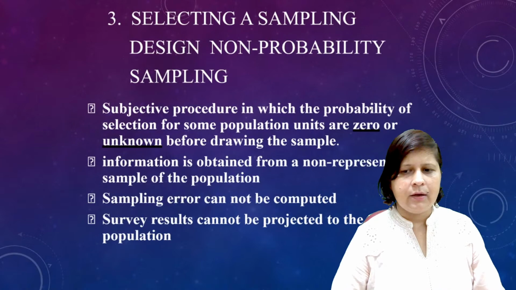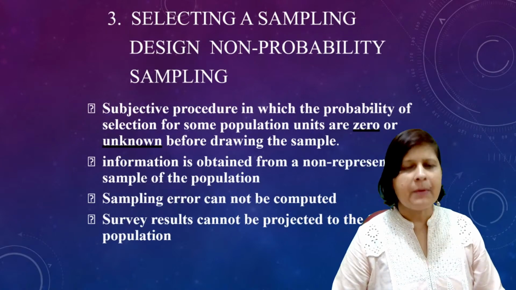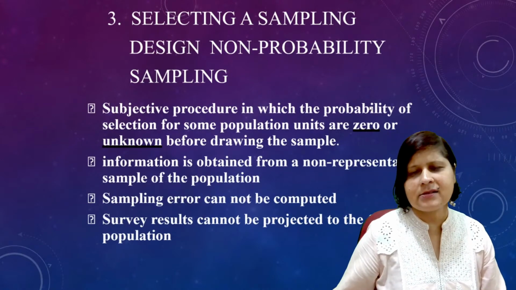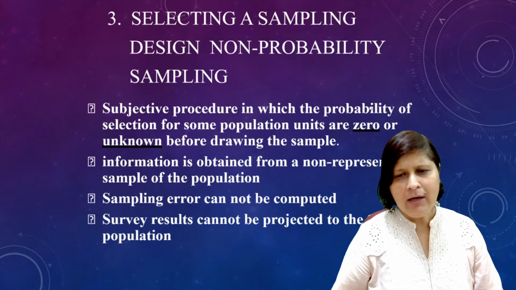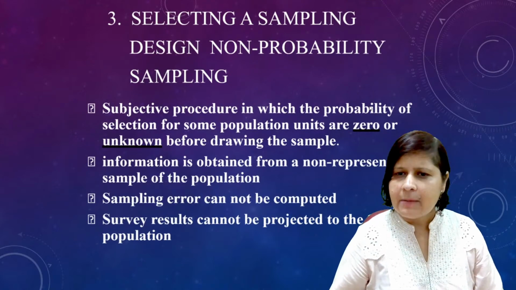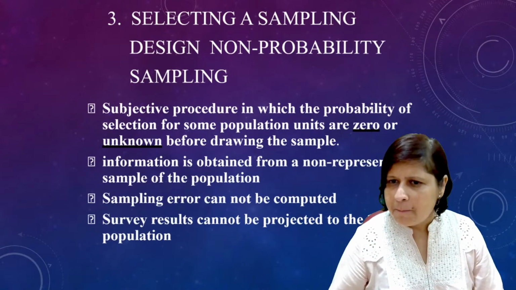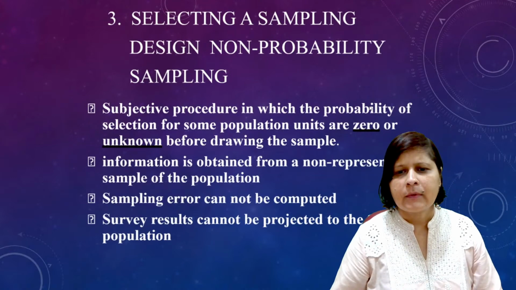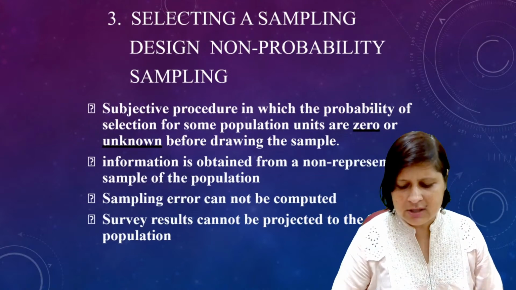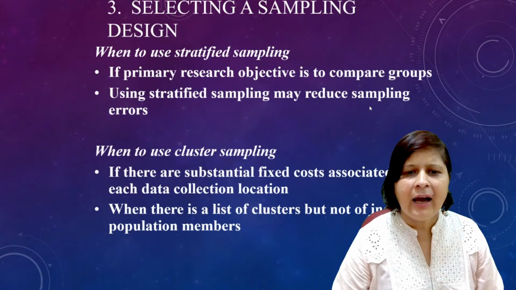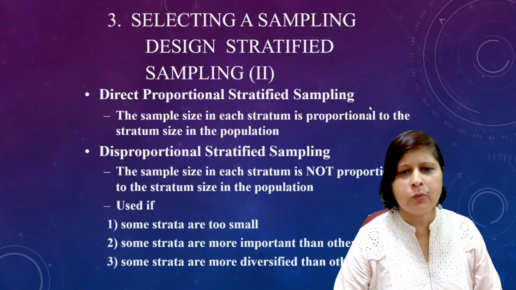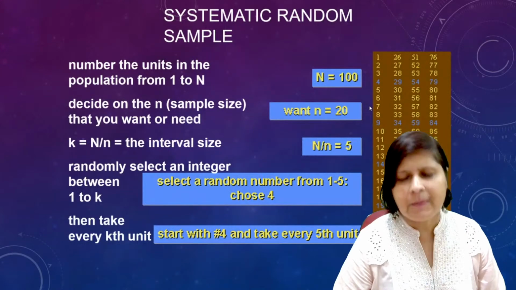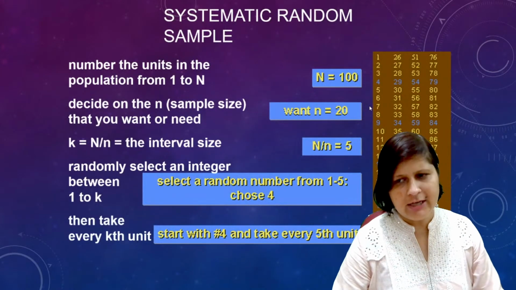So, what is probability sampling? Probability sampling is where selection of each and every individual as a sample is equal. That is probability sampling. Probability sampling is of 4 types: simple random sampling, stratified sampling, cluster sampling, and the fourth one is systematic random sampling, right?